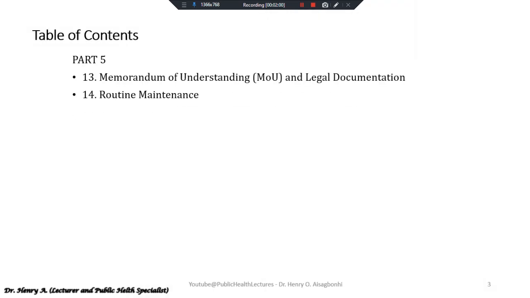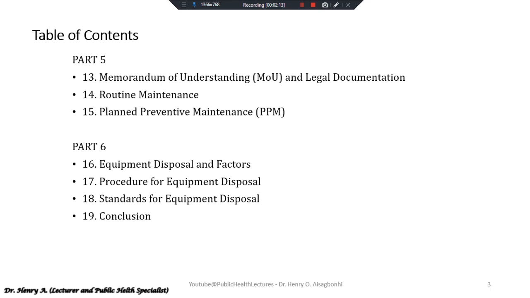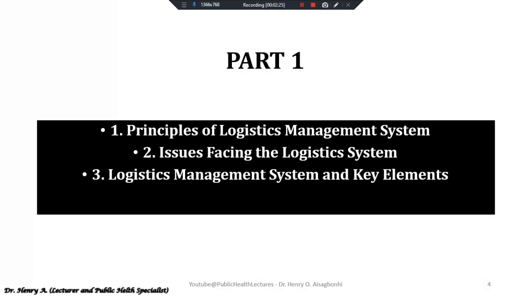Under part 5, we'll be looking at memorandum of understanding and legal documentation. We'll also be looking at routine maintenance, and planned preventive maintenance. Under part 6, we'll be looking at equipment disposal factors, procedure for equipment disposal, standards for equipment disposal, and then we'll look at the conclusion, recommended exercises, and that will be all. Now we proceed to part 1.